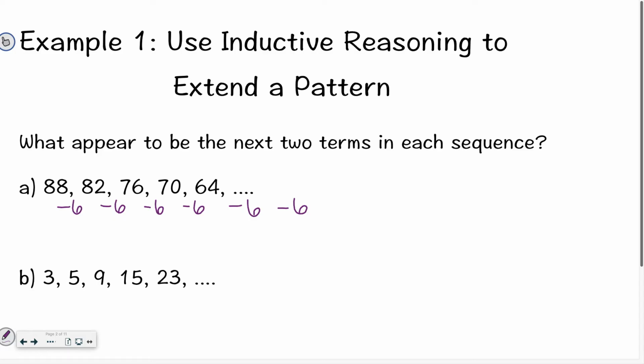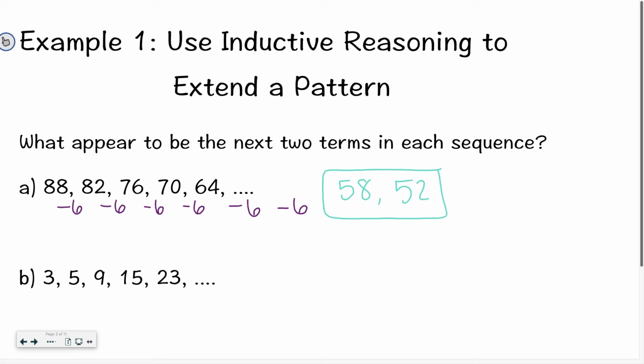So 64 minus 6 would give me 58, and 58 minus 6 would give me 52. So those would be the next two terms in the sequence. And that train of thought, that finding that pattern and extending it, that is called inductive reasoning, okay?